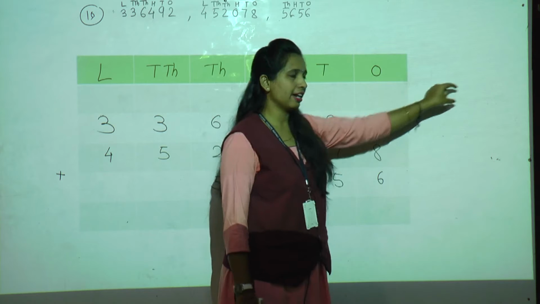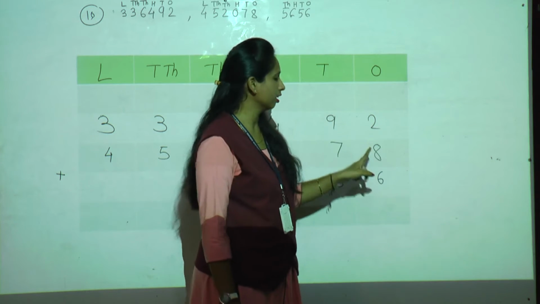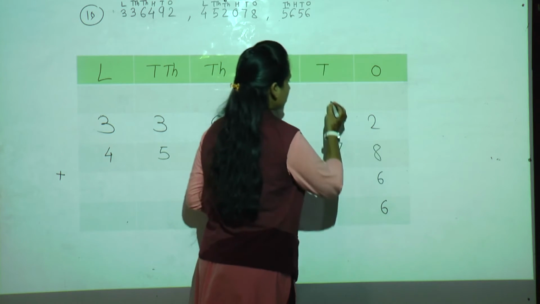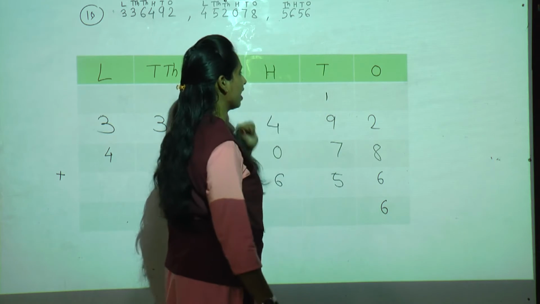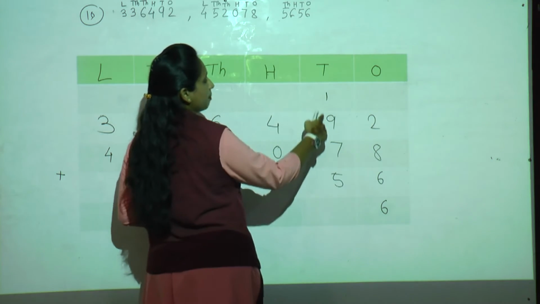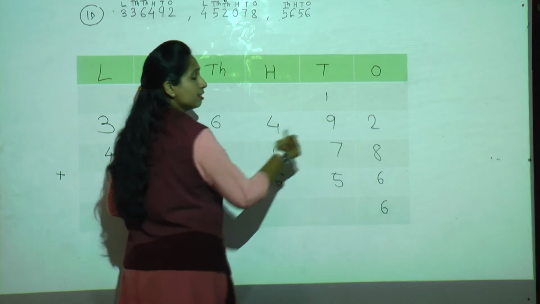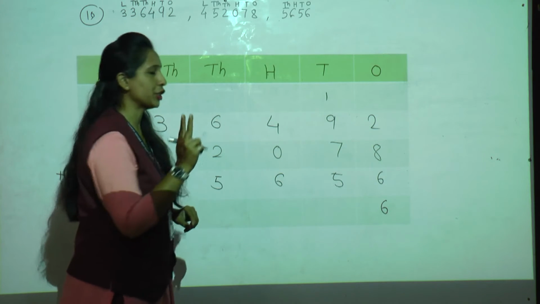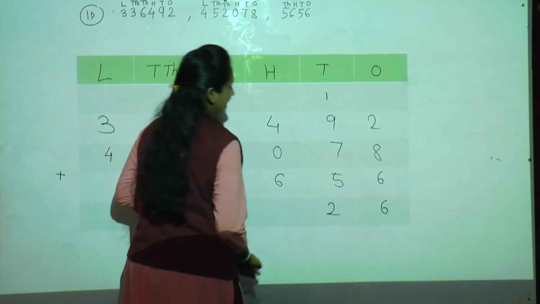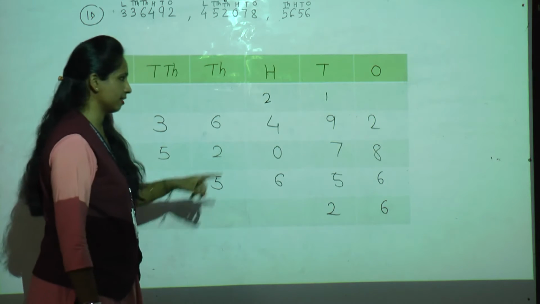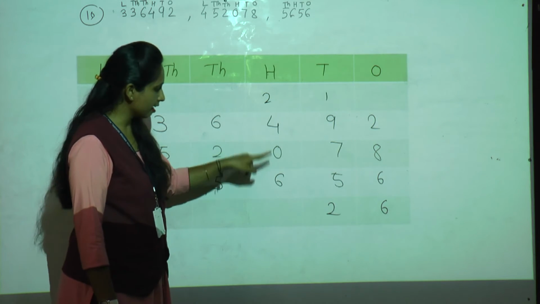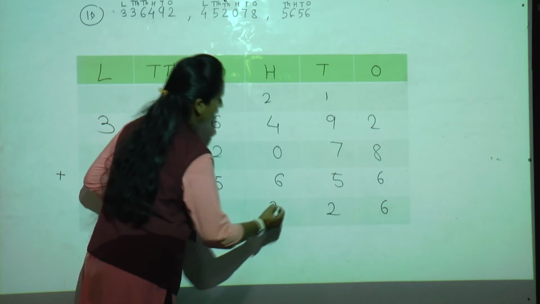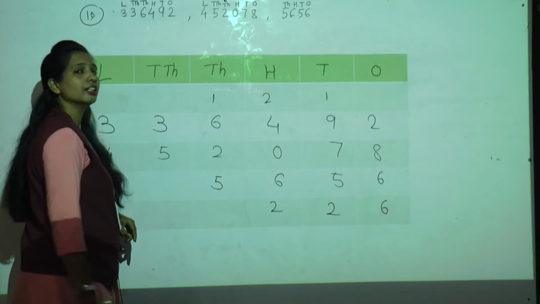Now I'll start addition from here only. If you are confused, you can write and do the rough work. Now 2 plus 8 is 10. 10 plus 6 is 16. So 16, 6 I'll write in ones place, 1 we have to carry to the tens place. Now 1 plus 9 is 10, 10 plus 7 is 17, 17 plus 5 is 22. So 2 I'll write on tens place, 2 will carry to hundreds place.